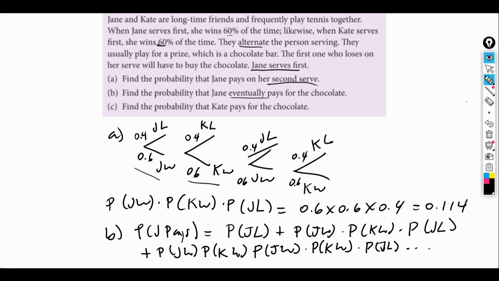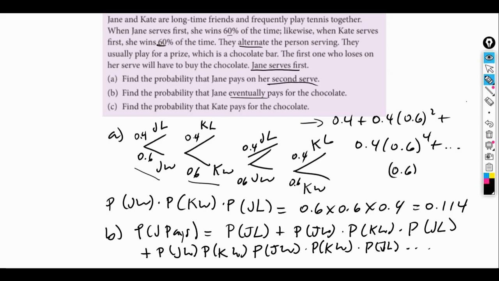And so forth. So continuing over here, notice that mathematically this means 0.4 plus 0.4 times 0.6 squared plus 0.4 times 0.6 to the 4, etc. So this appears to be the sum of an infinite geometric series with 0.6 squared as a common ratio and 0.4 as the first term.